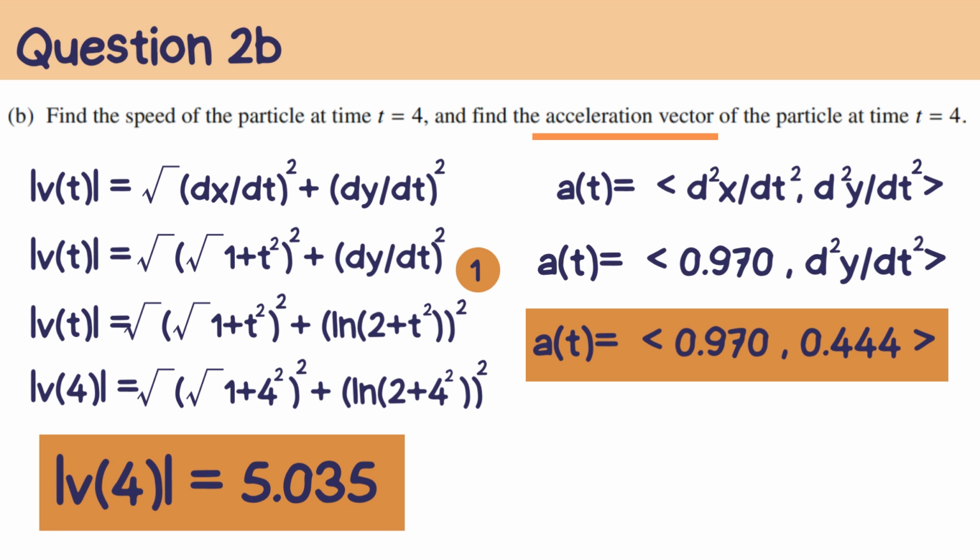For the points, I'm thinking a point for finding the speed formula and plugging in 4, and then another point for getting the correct answer. And similarly, for the acceleration vector part, I think it's going to be another point for getting the acceleration vector plugged in with all the units. And then the last point will be getting the actual correct answer, which is that.